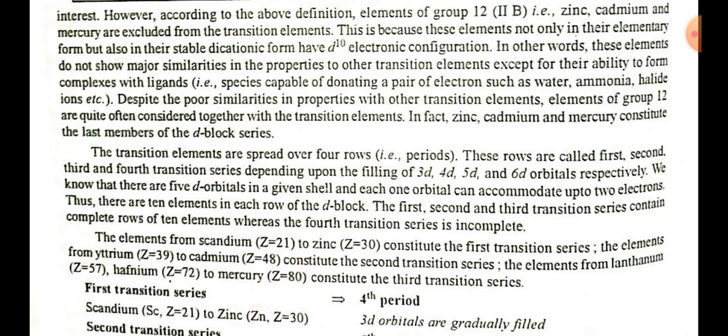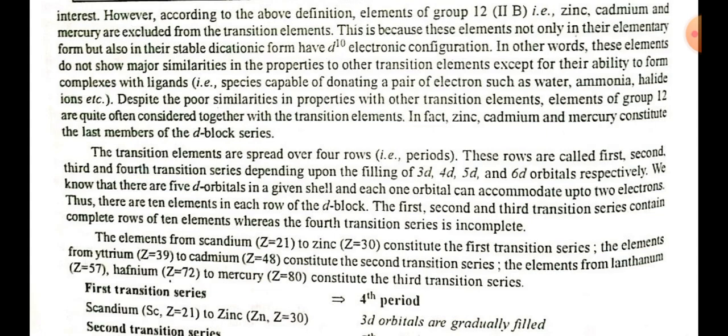In other words, these elements do not show major similarities in the properties to other transition elements except for their ability to form complexes with ligands. Ligands are species capable of donating a pair of electrons such as water, ammonia, halide ions. Despite the poor similarities in properties with other transition elements, elements of group 12 are quite often considered together with the transition elements. In fact, zinc, cadmium, and mercury constitute the last members of d block series.